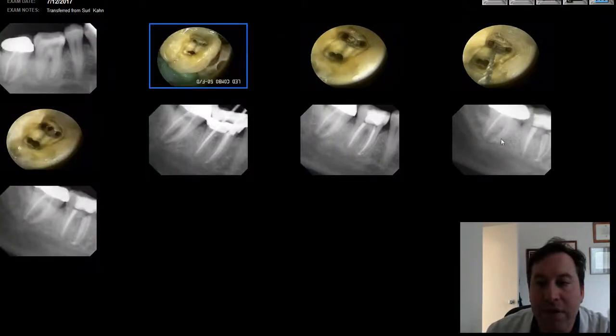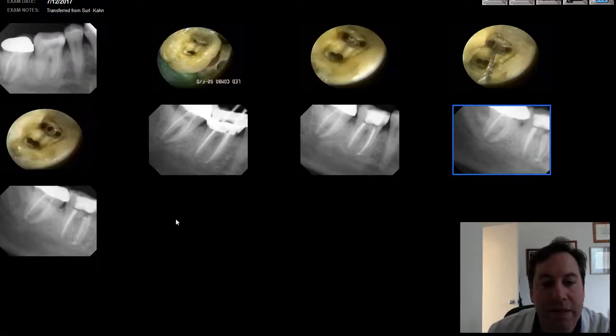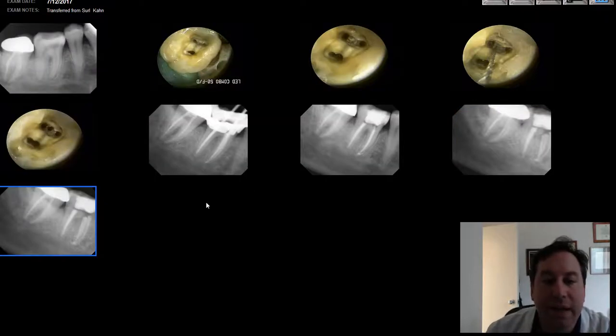Anyway, just going through the two post-op images here, we can see the middle mesial canal anatomy, the two distal canals. Again, very complex case, but not all that unusual.